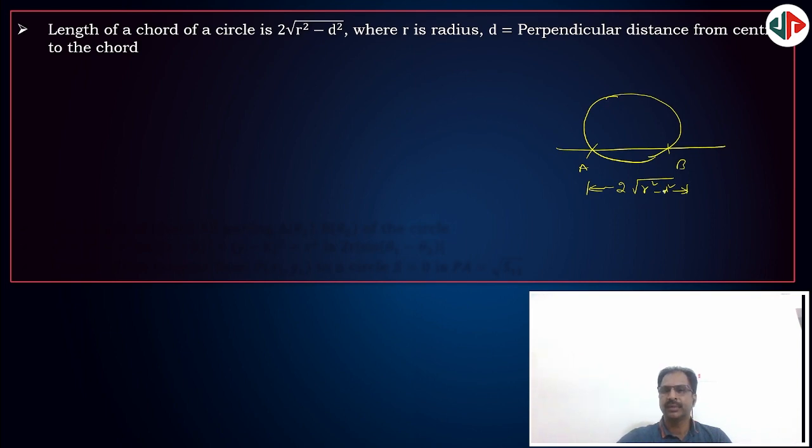Here in this formula, r is the radius of the circle, and d is the perpendicular distance from center to the line. Remember, not only remembering the formula, you need to remember what is r and what is d. r is radius of circle and d is perpendicular distance from center to that chord.